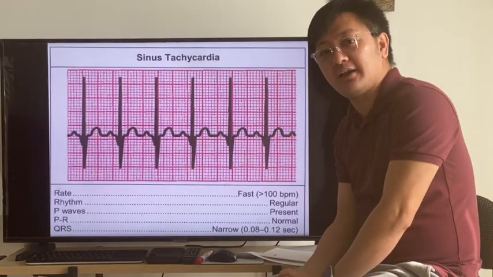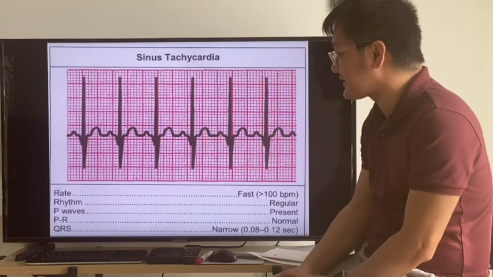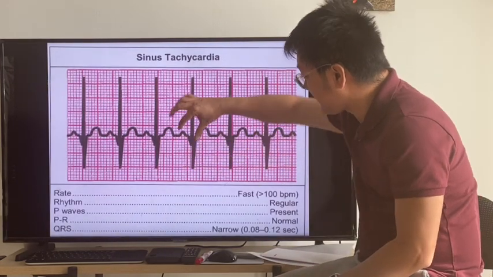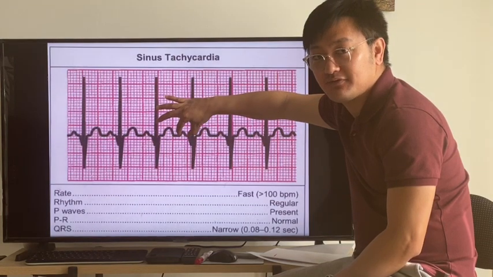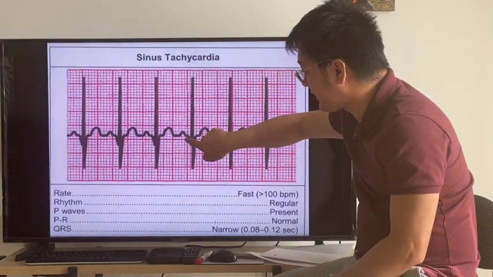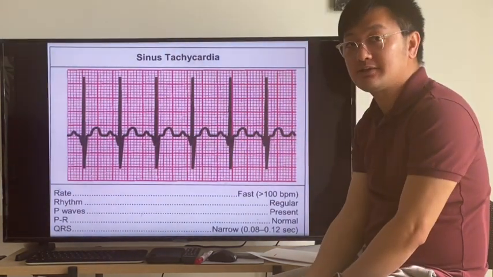Again, PR interval is 3 to 5 small boxes. So this is our PR interval. How many small boxes do we have for your PR interval? 1, 2, 3. 3 small boxes.